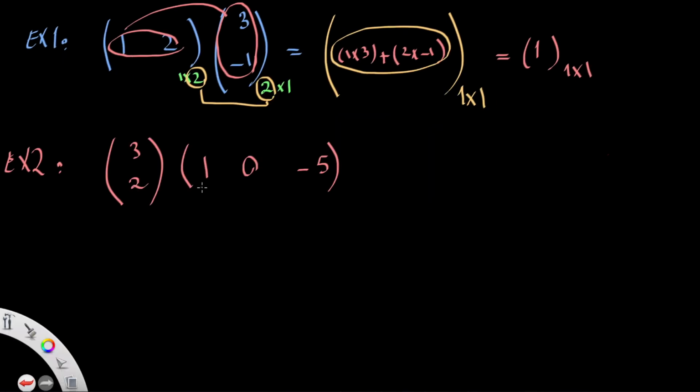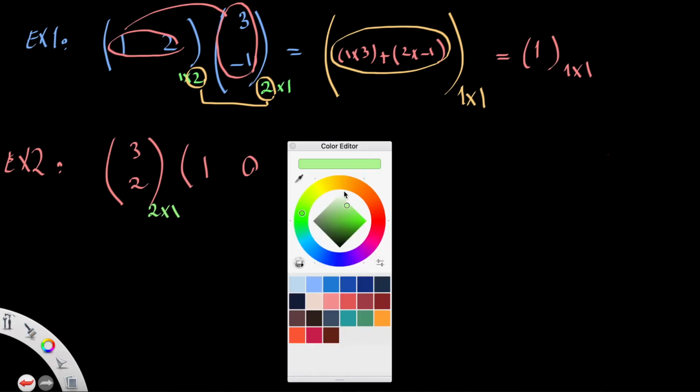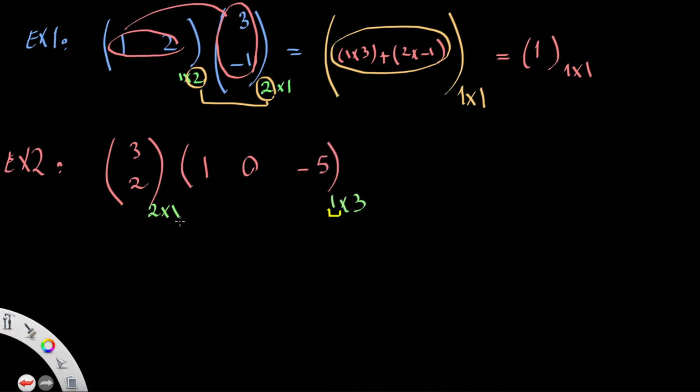Now second example, you have again two matrices. The order of the first matrix is 2 by 1, but the second one is 1 by 3. As you notice here, these two numbers are the same. So you will have a matrix which is 2 by 3.